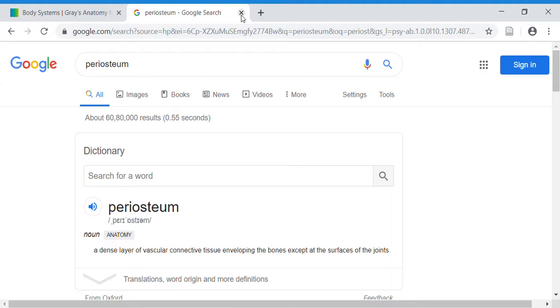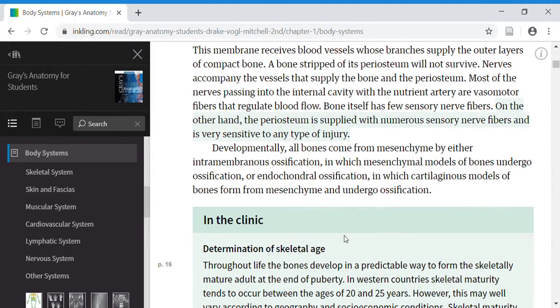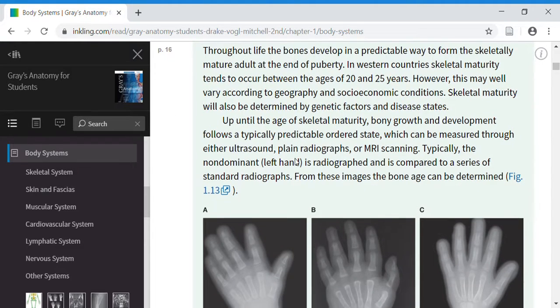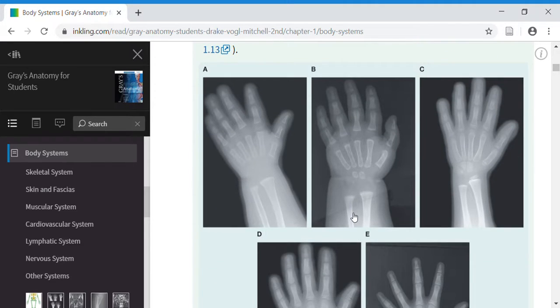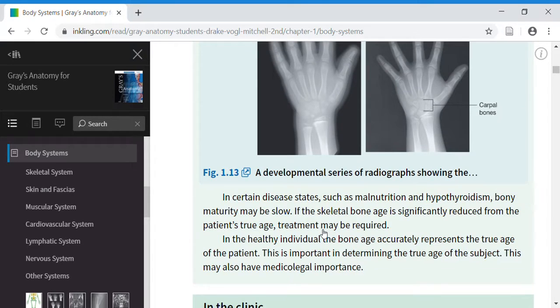So there are some clinical cases discussed here. First, determination of the skeletal age. The ossification of the bones does not happen at an early age. These are early developmental images of a human. Ossification happens only in later ages, which is like this. In the last two images, ossification happens.